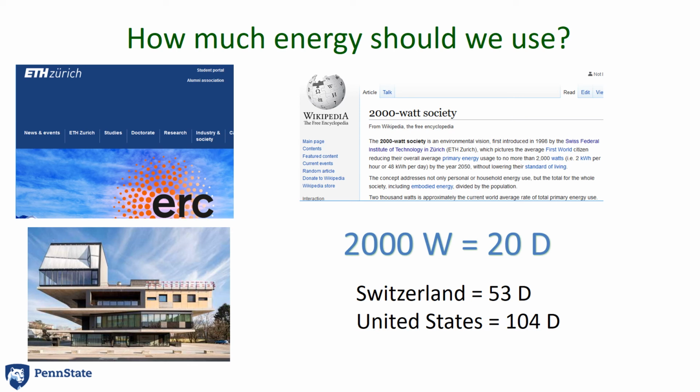How much energy should we use? Well, there's a study done by ETH Zurich which suggests a 2,000 watt society. 2,000 watts is about 20D. Currently, Switzerland has the average population having about 53D, which is about half of what we consume in the US, which is about 104D. So if we're going to have to try and reduce our energy consumption, that's going to have to go down quite a lot.